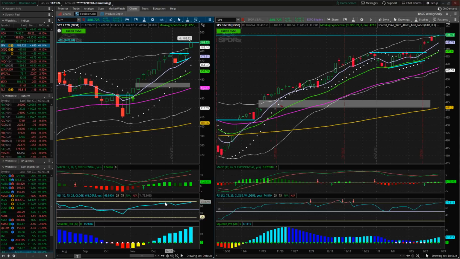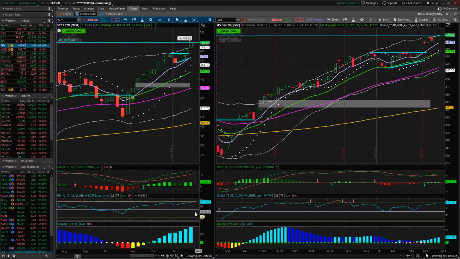Why did I go from 70 to 75 and from 30 down to 25? I just want a little bit more of an overextended look at things. So I'm just a little bit wider on those to give myself a little bit more of an overextended view. That overextended view gives me a sense of, is a reversal potentially coming here?